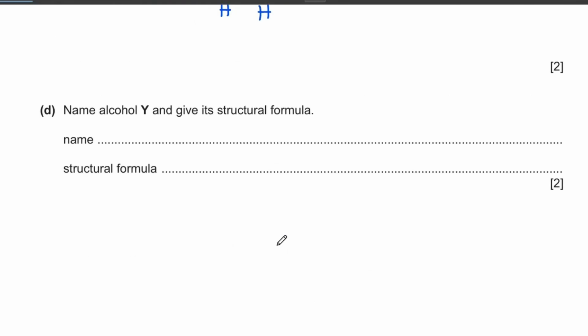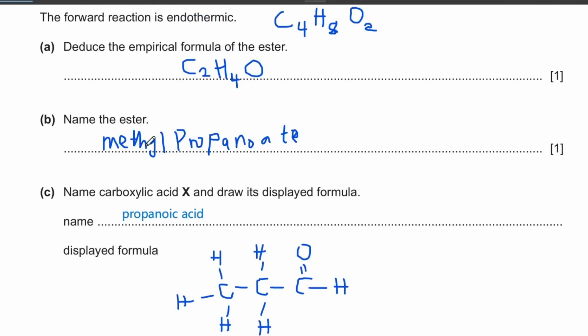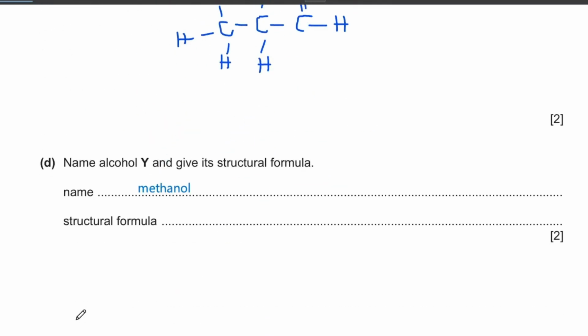Next question, name alcohol Y and give a structural formula. So the same thing, from the name methyl, that means the alcohol is methanol. And the structural formula is going to be, remember here we asked for the structural formula, not display formula. So it's going to be CH3OH.